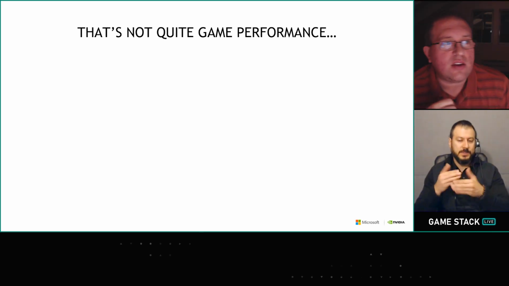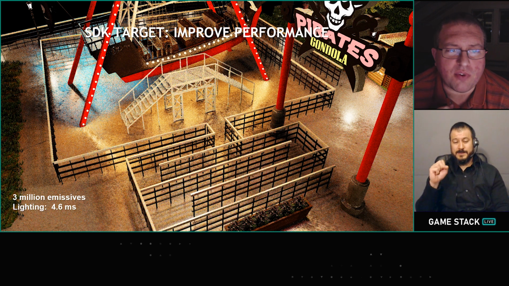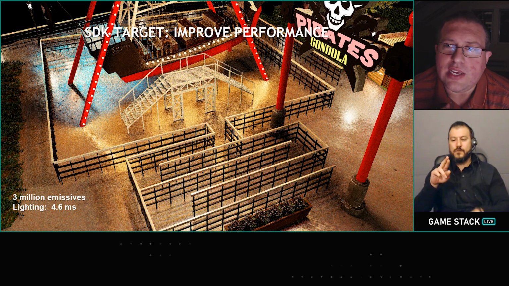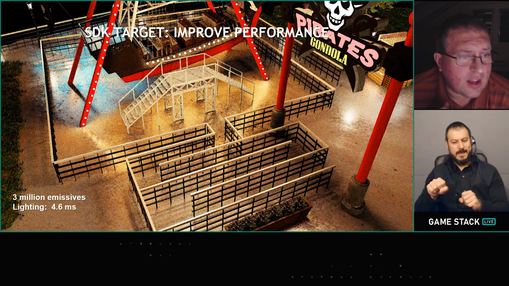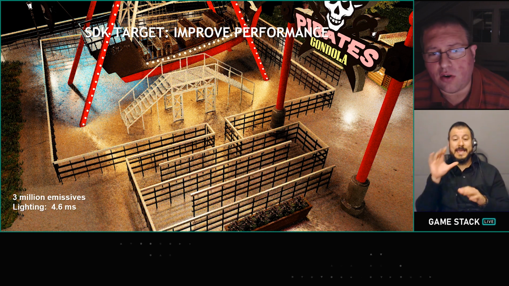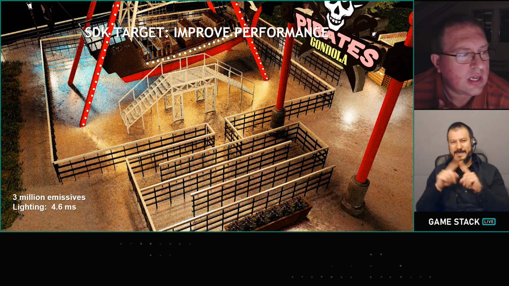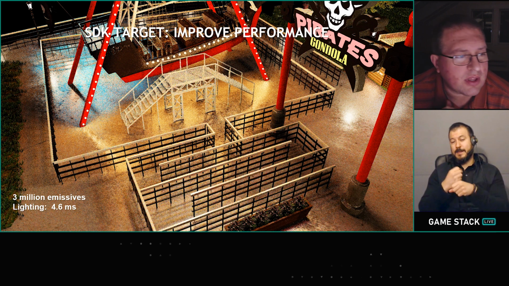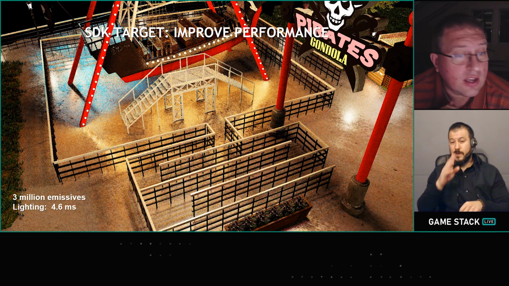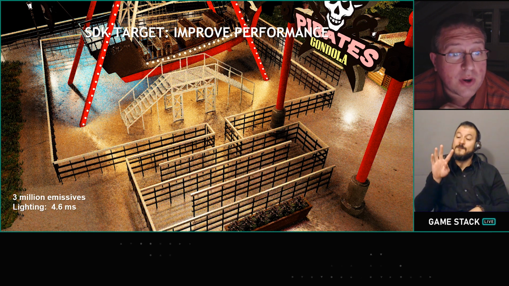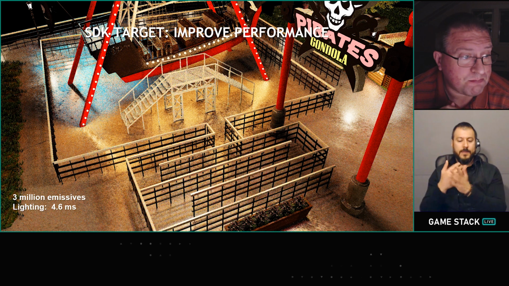And so one of our key goals with the SDK in RTXDI was to improve the performance of ReSTIR so that we could get it down to a performance envelope that you could feasibly consider doing. And so here's the same scene. Over the course of the year, our material model has evolved a little bit, so it looks a little bit different. But here we're rendering these 3 million emissive lights, and the total time for direct lighting here is 4.6 milliseconds. And that includes all of the lights, all of the shadows.